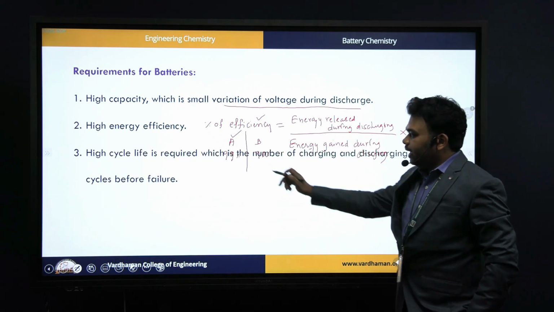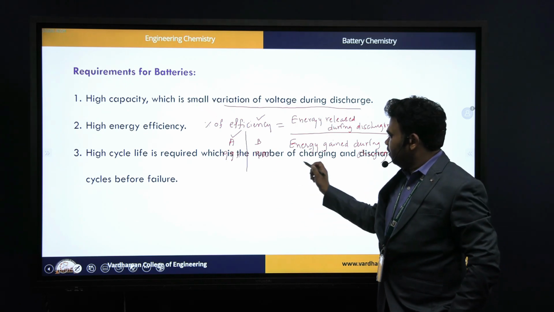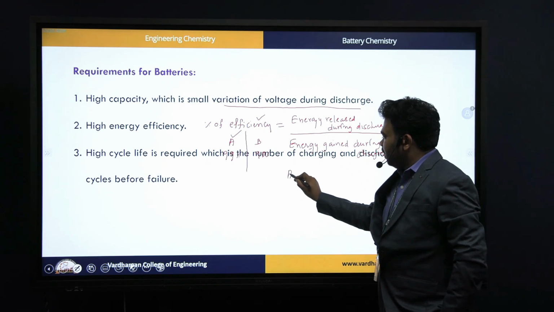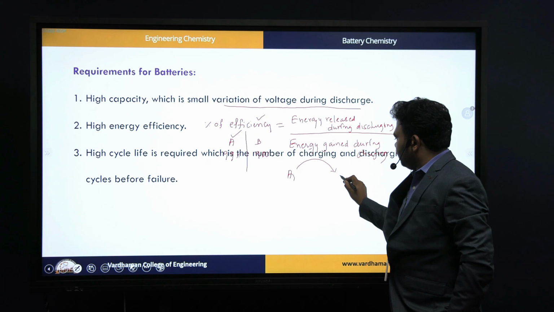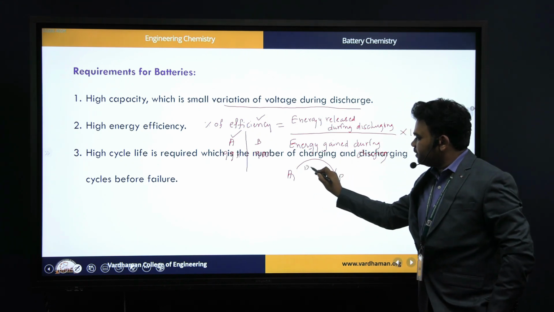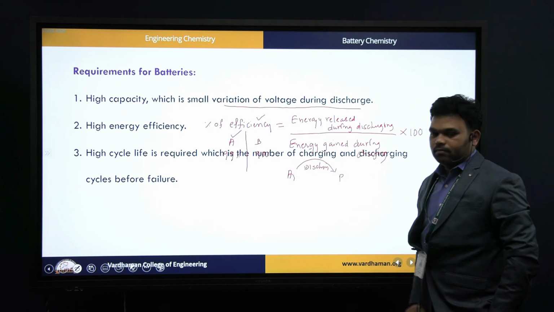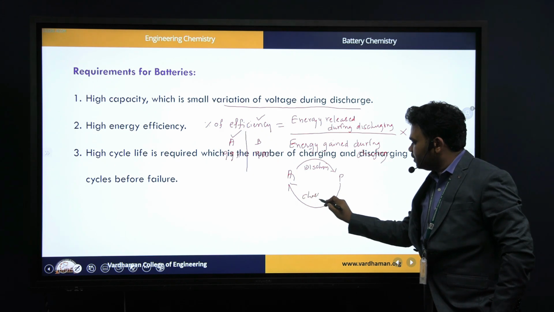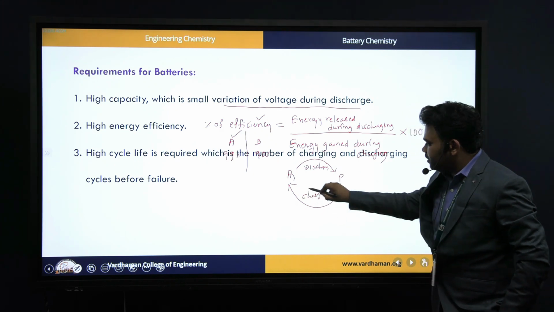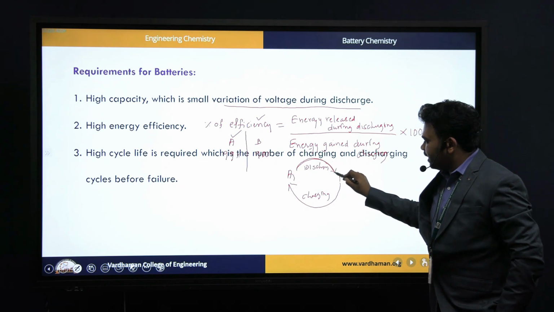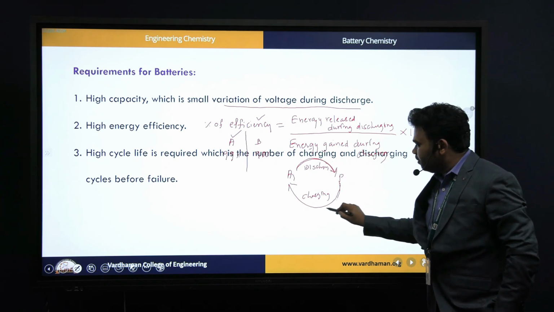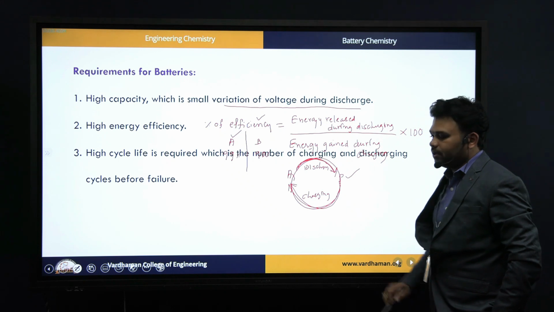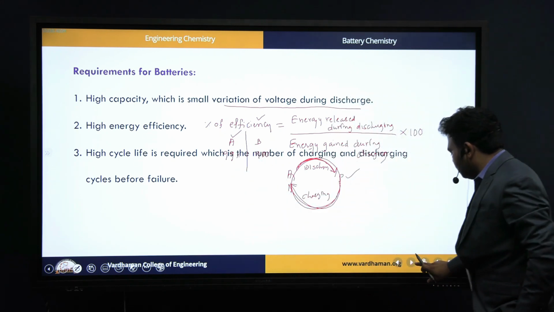Third one, high cycle life is required, which means the number of charging and discharging cycles before failure. Let us consider R is a reactant converting into P. This reaction always takes place during discharging. Again, P will be converted into R, which takes place during charging of the battery. The forward reaction converts reactants into products, and the backward reaction converts products into reactants. Now you observe this, it looks like a cycle. If more cycles are possible, then we can say that it is a good battery.